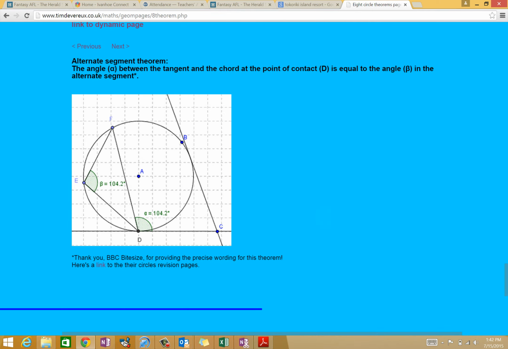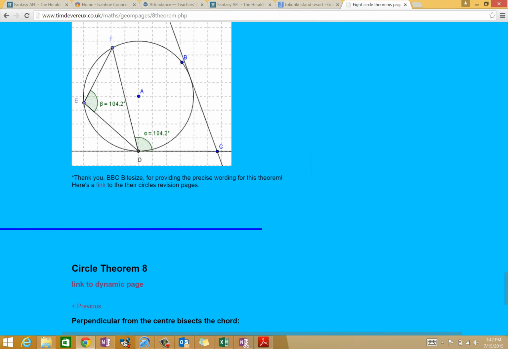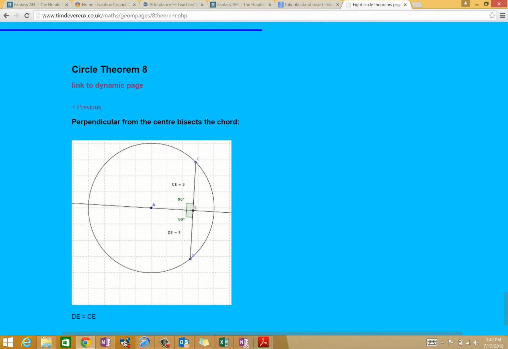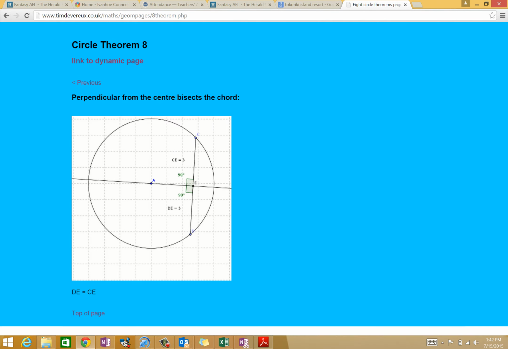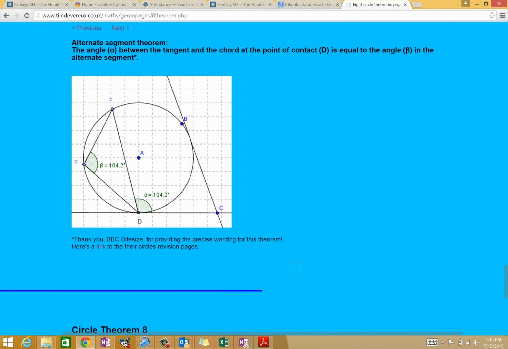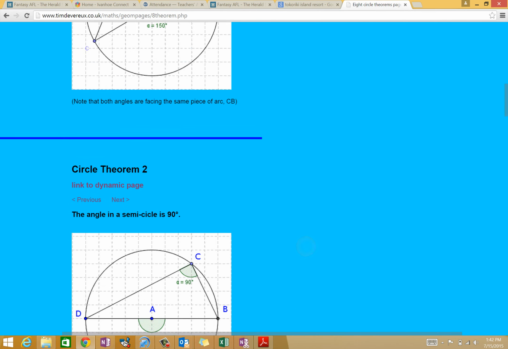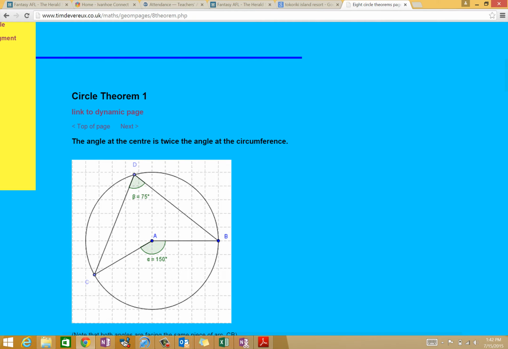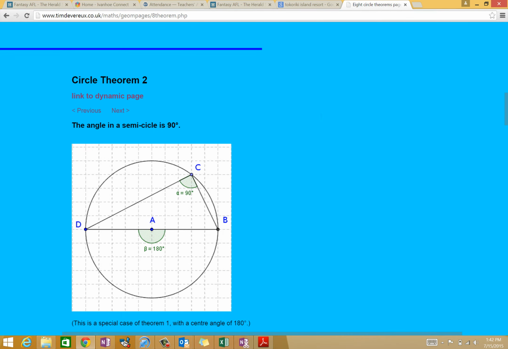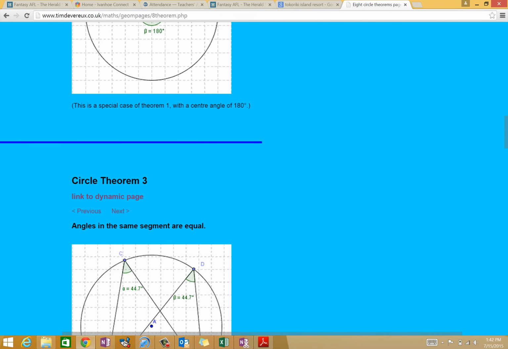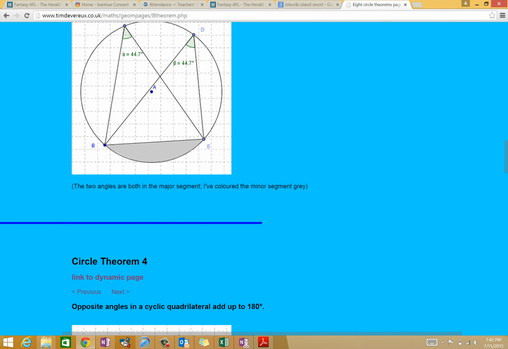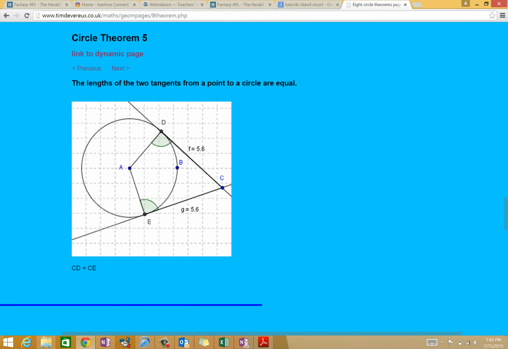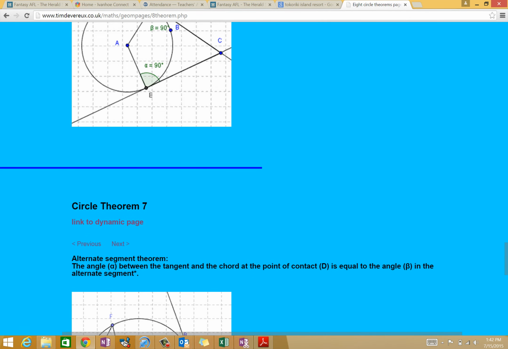And we go back and forth, then we talk about alternate segment theorems. We're going to get to those later. And then finally the perpendicular bisector. Now, there's 8 theorems, but to be honest, the main ones that we're going to cover are this one, this one, and of course this one, and probably not so much that one, or that one.